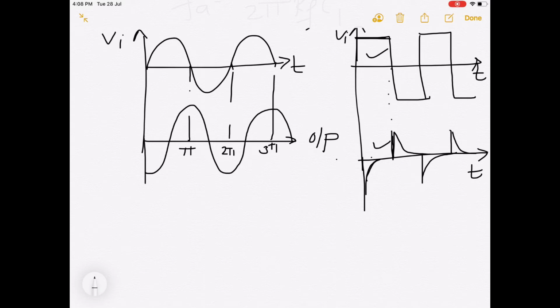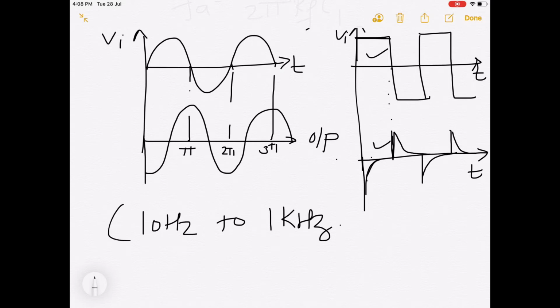If there is a question on designing a differentiator, suppose the question is like this: design a differentiator to differentiate an input signal that varies in frequency from 10 hertz to 1 kilohertz.